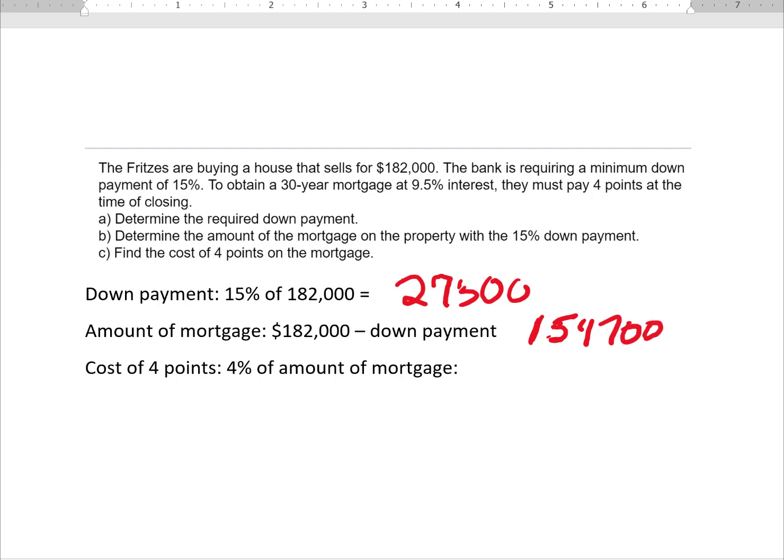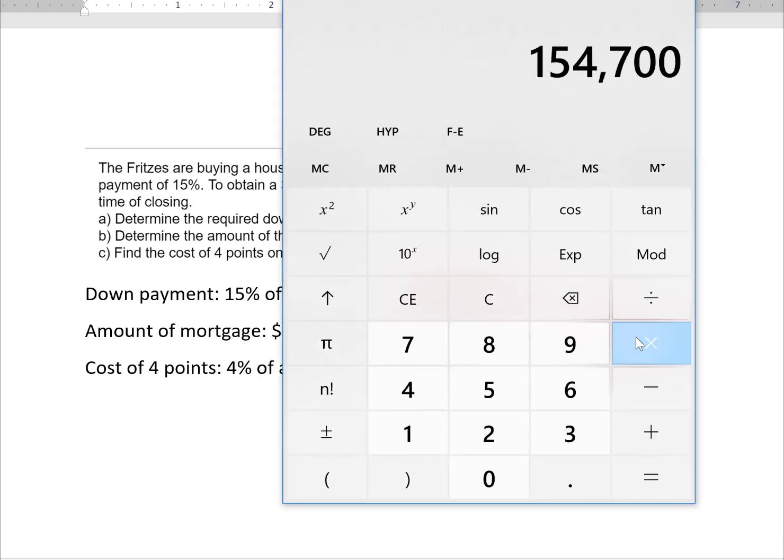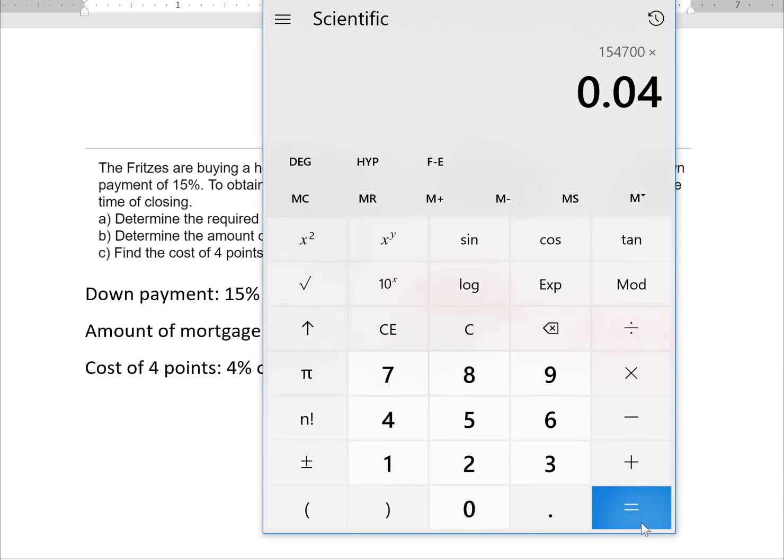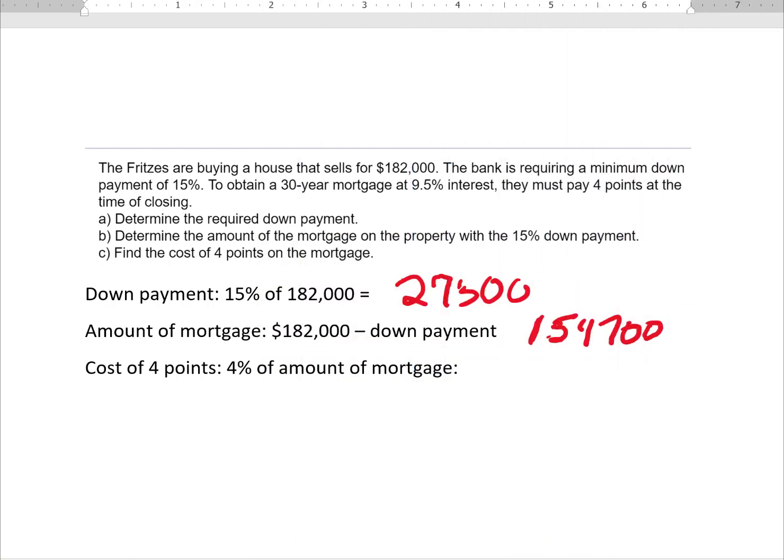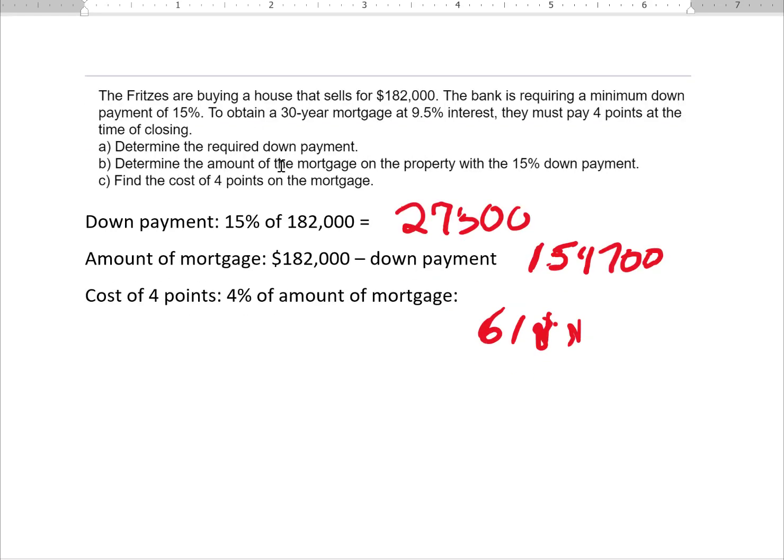And then finally, I want to figure out the points on that mortgage. And the points, remember, each point is 1%. So I'm going to take that mortgage amount, which I still have in my calculator, and multiply it by 0.04. And so my points are going to be $6,188.